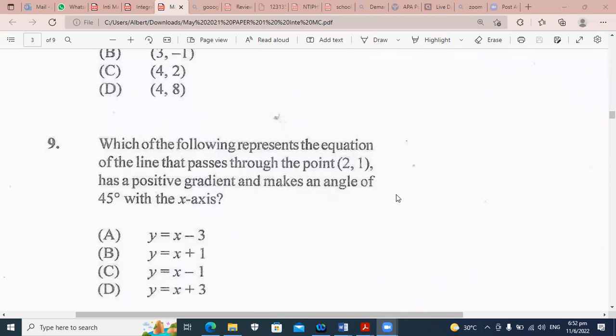All right, let's look at number 9. Which of the following represents the equation of the line passing through the point (2, 1)? What I did a while ago was helpful for determining if a point passes through a line. We can actually test which one of them.